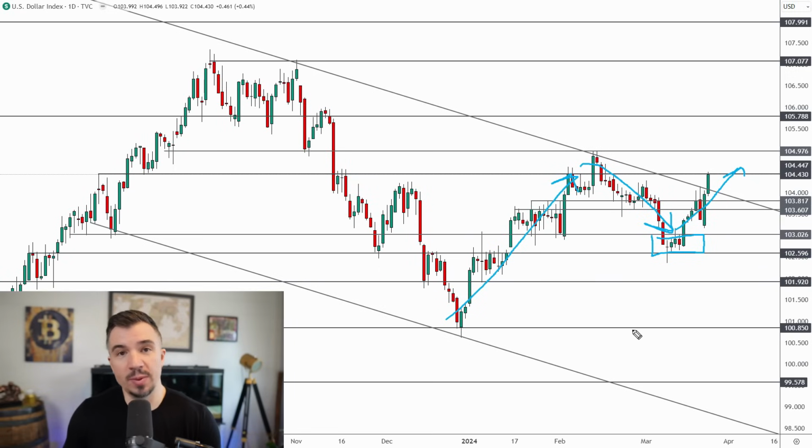And look, I know a lot of people doubt this. A lot of people don't want the dollar to move higher, but that doesn't mean that it won't. We have to trade what's on the chart. And again, right now, we do have the start of a breakout from the dollar.